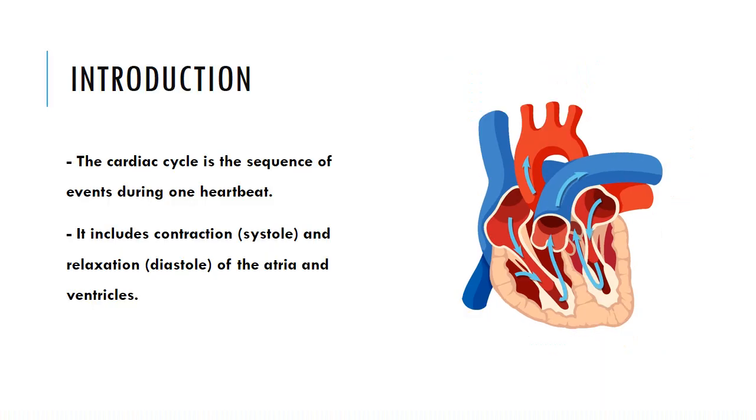The cardiac cycle is the series of events that occur during one heartbeat. At rest, one cycle takes less than a second, about 0.8 seconds, and it repeats over and over to keep blood circulating around the body. The two main phases are systole, when the heart contracts, and diastole, when the heart relaxes.